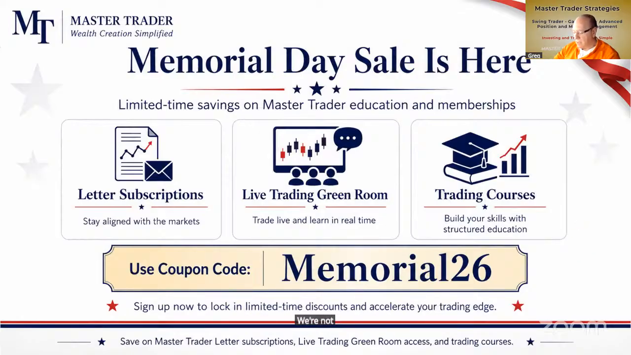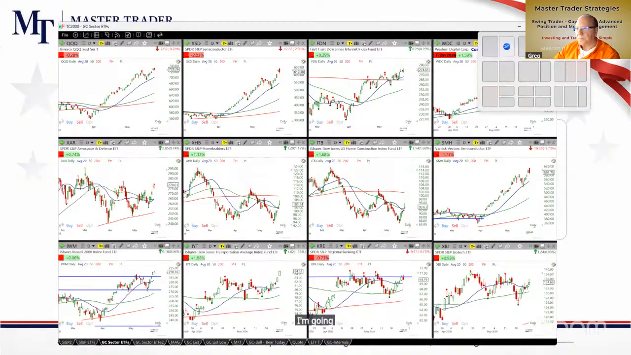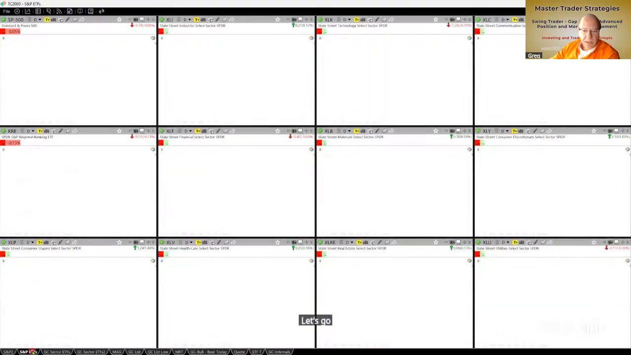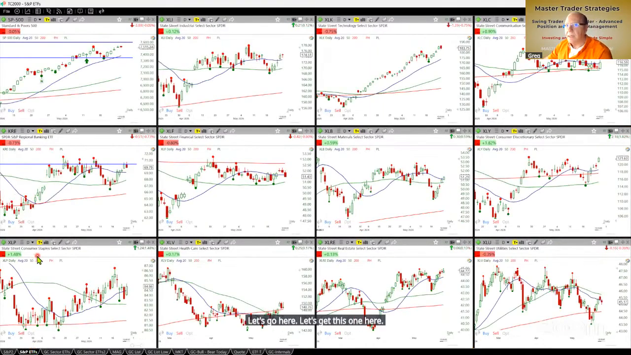All right, so let's take a look at what's actually happening on the charts of the broader markets. I'm going to bring these over here. And so this is a page that makes it easy for me to go and see what's happening in the broader markets at a glance. We're going to look at a few of them. Let's start over here.